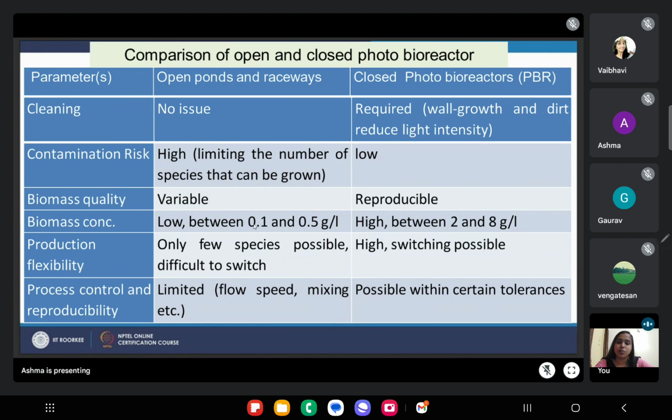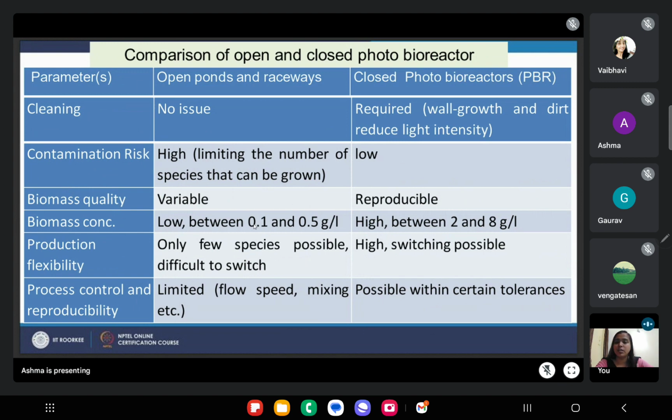Only a few species are possible, and it is very difficult to switch from one species to another in the open ponds. But in closed photobioreactors, we can grow any species, or a large number of species we require, and switching is also possible due to controlled conditions.